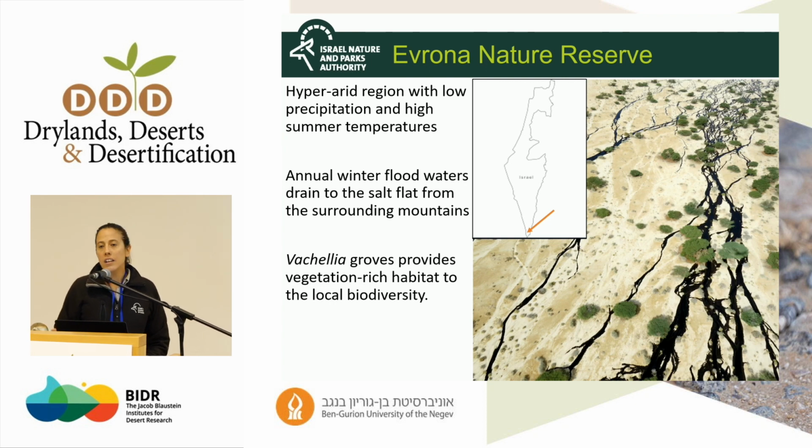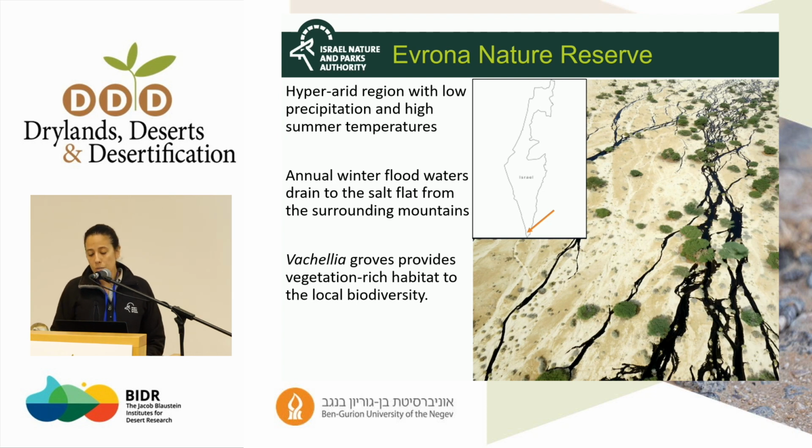And in the southern Arava, we have these salt flats, which drain the water, and Evrona is one of them. Although they say all the rivers go to the sea, in the southern Arava the rivers don't go to the sea, they go to the salt flat, and that creates a very rich environment for the desert habitat.